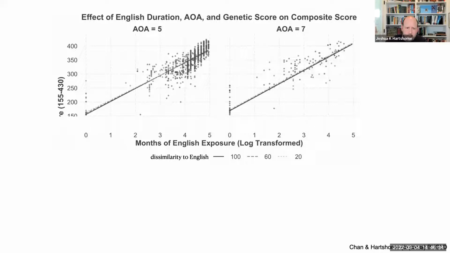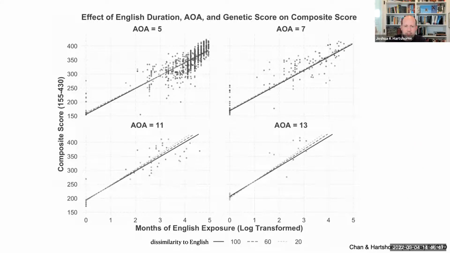So if you look at the kids who started learning English at age 5 or at age 7, we have 3 different lines in each case, depending on how dissimilar their native languages are to English. You see the lines are on top of each other. There's really no effect of what their native language is. We do start seeing a difference for those who started learning at 11 or 13. Obviously, the number of subjects is smaller, but what we're seeing is that the more dissimilar, the faster they're learning. And actually, that accounts for almost all the difference in older kids learning faster.